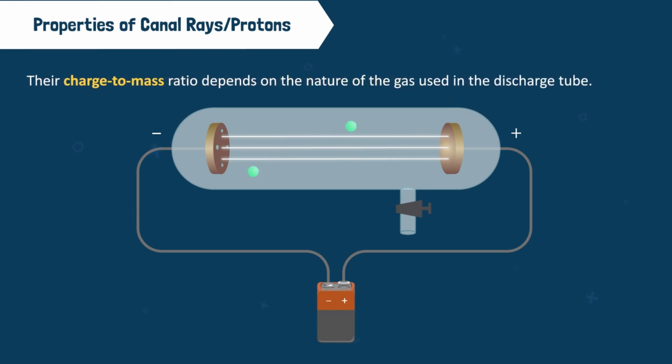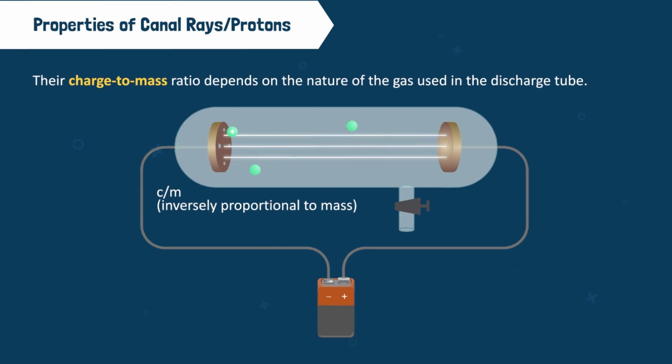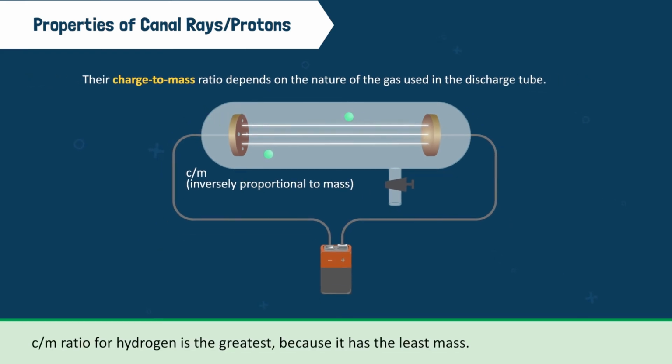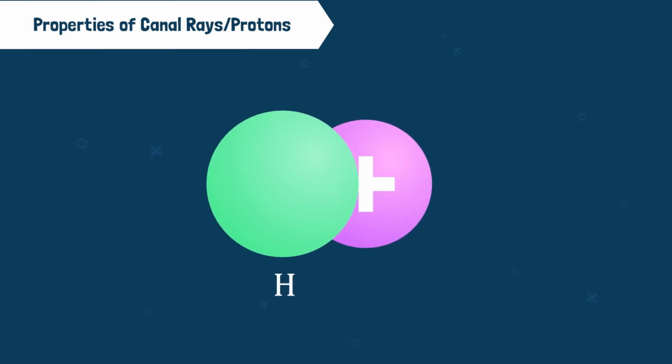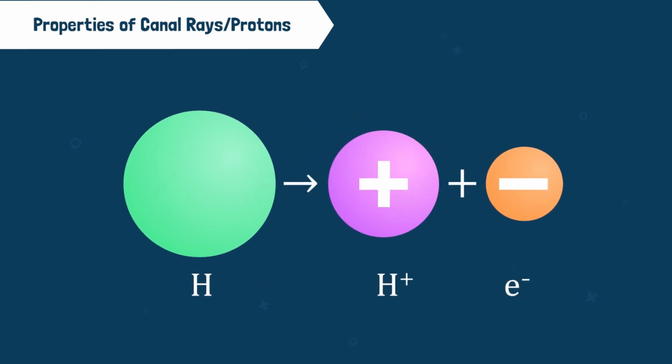These particles were found to be dependent on the gas used in the discharge tube. The charge-to-mass ratio of these particles varied with the nature of the gas used. This ratio was found to be the greatest when hydrogen gas was used, because it is the lightest known element. Therefore, the positive particle in a hydrogen atom is the lightest of all positive particles. This particle was named proton by Ernest Rutherford. A hydrogen atom has one proton and one electron.